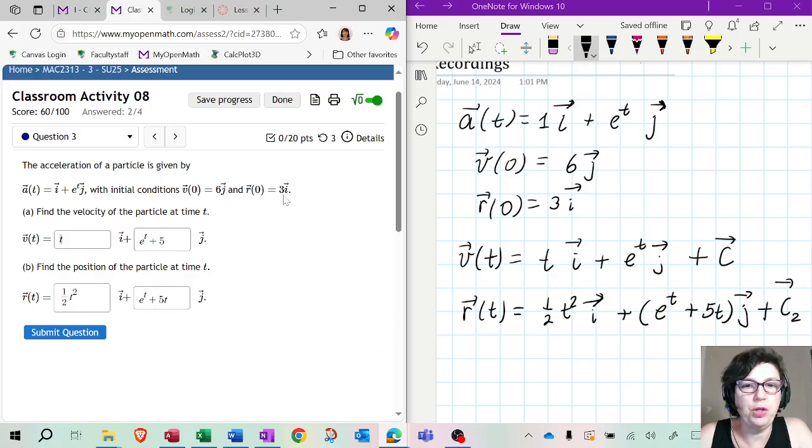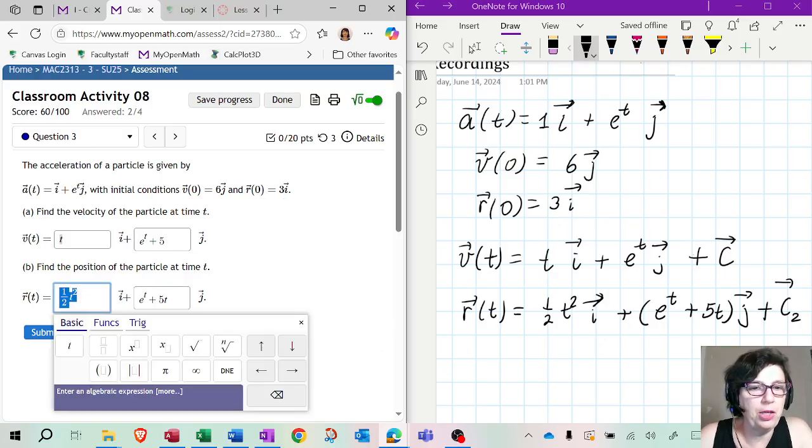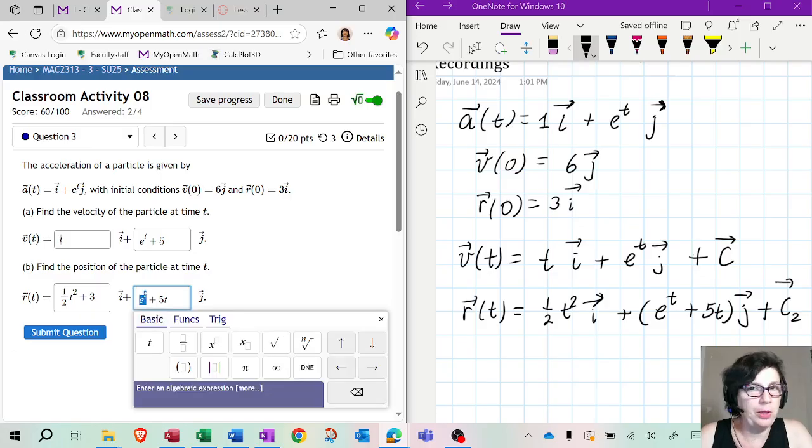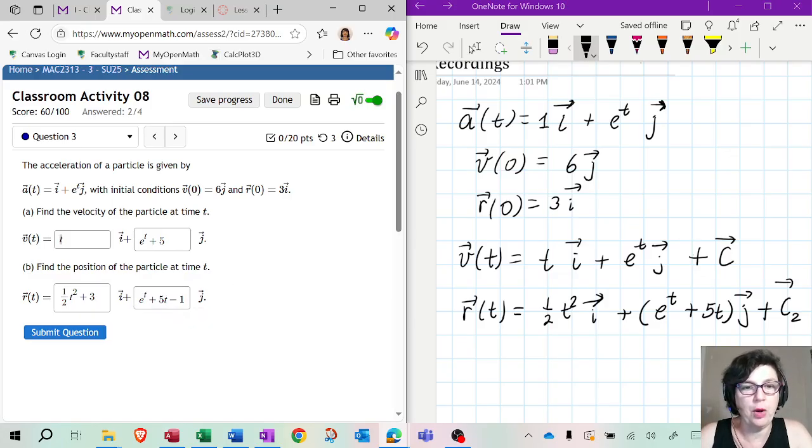So my r of 0 should be 3i. If I plug 0 in here, I get 0. I don't get 3, so I need to add 3. So that'll turn it into 3. And then over here, I need to adjust it so that there shouldn't be any j components. So if I plug 0, e to the power 0 is 1, and then 5 times 0 is 0. So this gives me 1, but I want nothing there, so I need to subtract 1. And if I subtract 1, now that I plug in 0, I'll get 1 minus 1, which is 0, and that'll satisfy the initial condition.